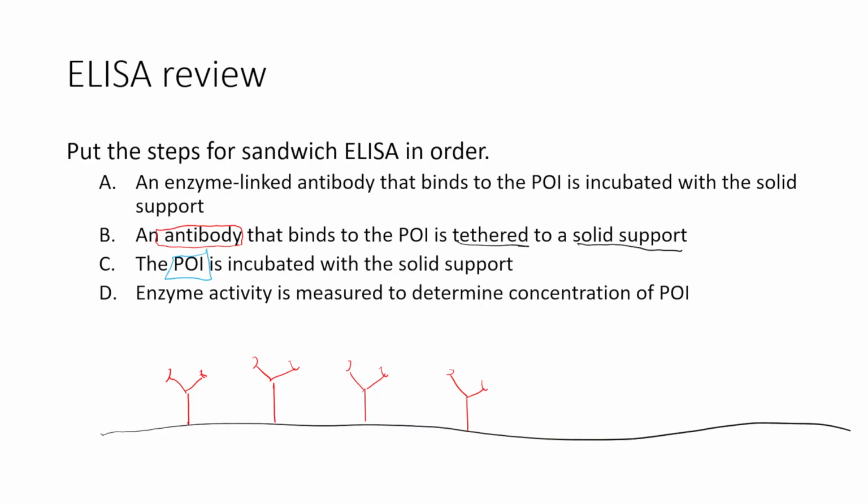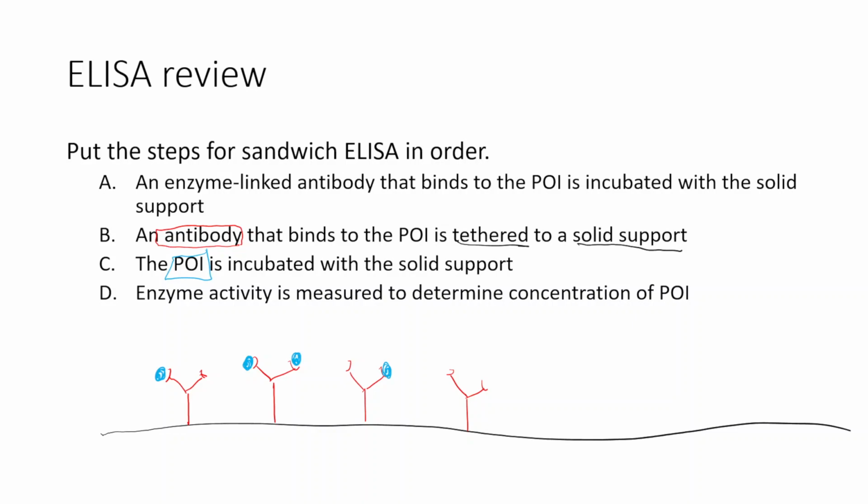So in part C, we're going to then add our protein of interest. So our protein of interest is going to be incubated with that solid support. The antibody that we have tethered is going to bind to our protein of interest. So here we have our protein of interest. It has these little round things that like to stick to the antibody.